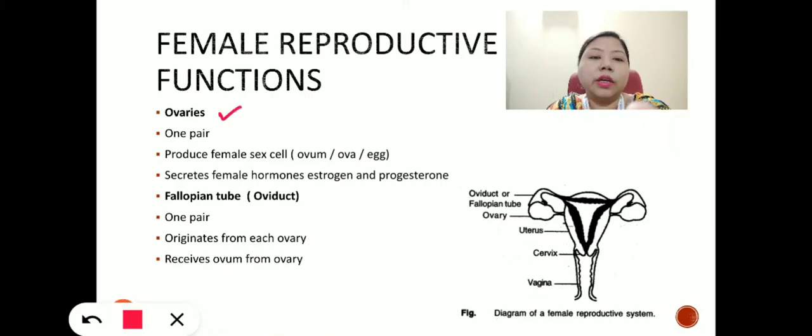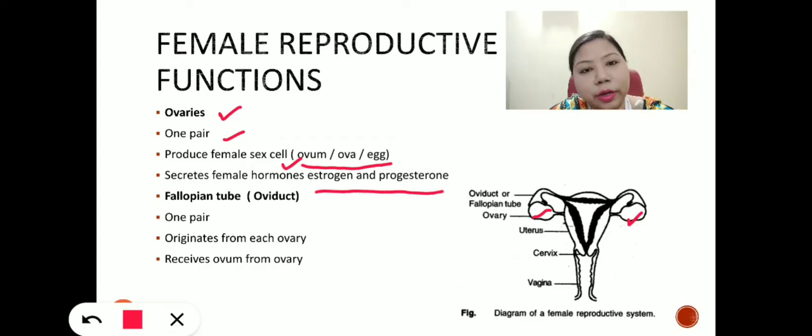First are the ovaries. These are the ovaries. There are two ovaries, one pair, one on each side. The main function or role of the ovary is to produce the female sex cell, which is also called ovum, ova or egg. It also secretes female hormones called estrogen and progesterone.